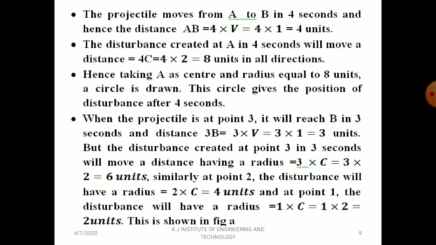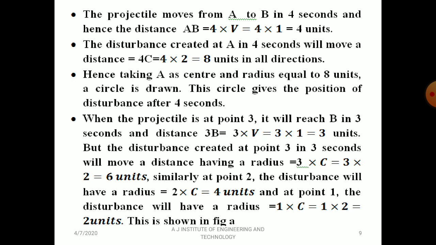So velocity is v into time is 4 seconds. The v value we have taken as 1. So 4 into 1 is equal to 4 units. The disturbance created at A in 4 seconds will move a distance that is equal to 4c. Can you guess how I got this expression?